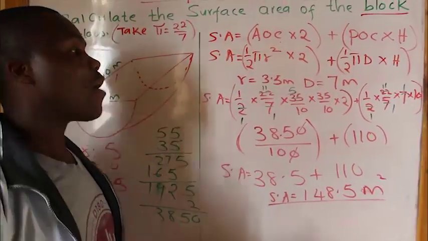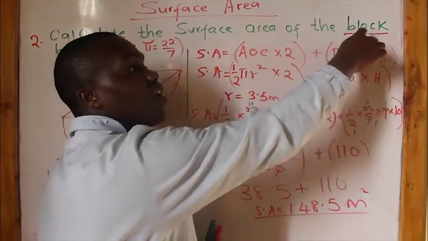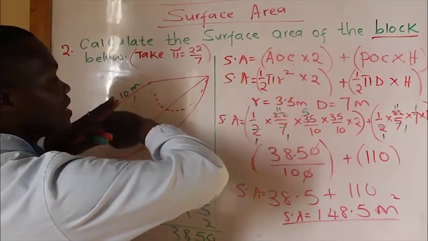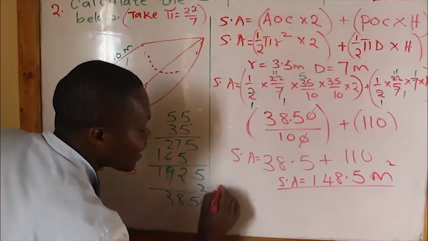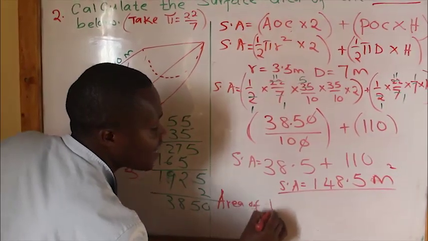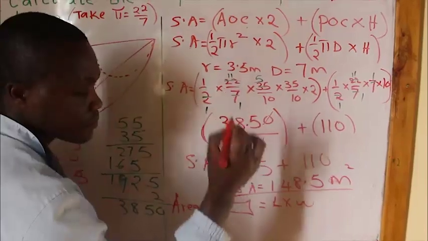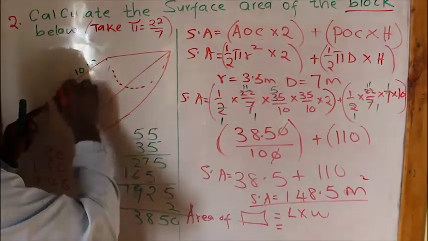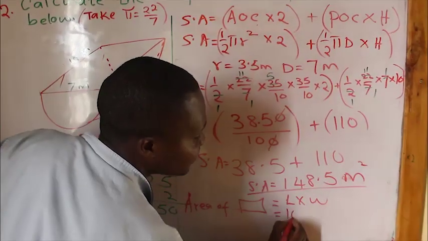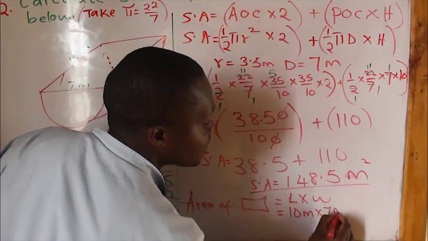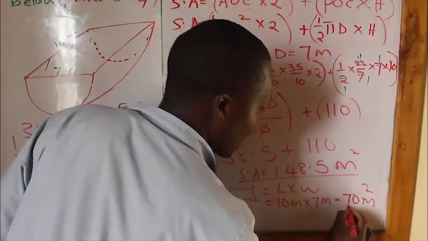Now, this is where our answer will come from. You remember the first question we ended here, but not because it is a block. We shall remember the top surface, which is a rectangle. So we shall calculate now the area of a rectangle. The area of a rectangle is length times width. What is the length of this rectangle? It is 10, and the width is 7. So 10 meters times 7 meters is 70 meters square.